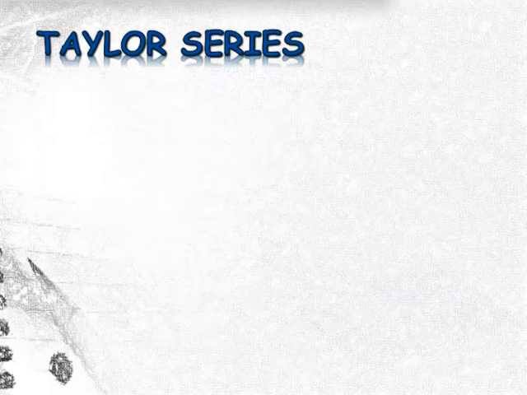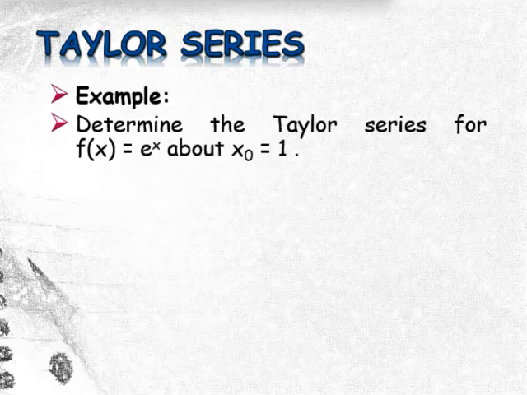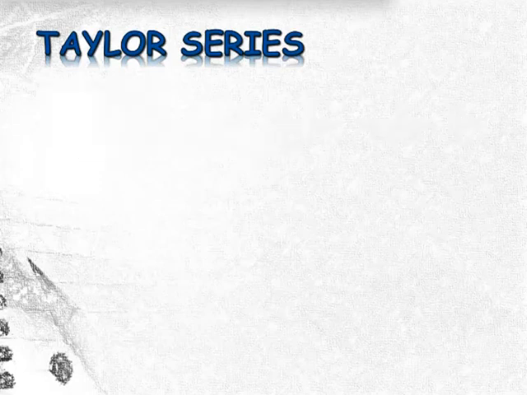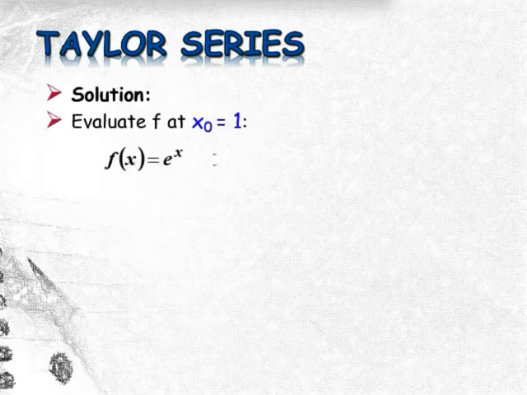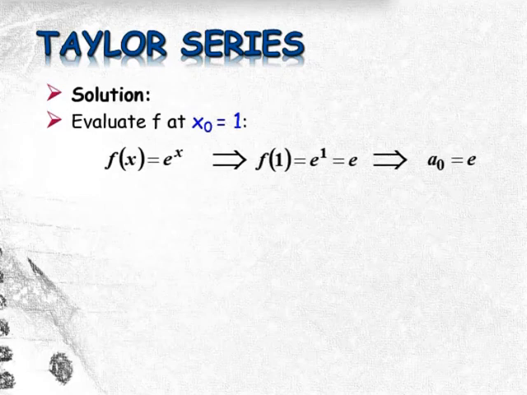Now, what if the center is x sub 0 equals 1? That is, determine the Taylor series for f of x equals e raised to x about x sub 0 equals 1. So evaluate the function and the derivative at x sub 0 equals 1. We know that we will have the same derivatives as the previous example, but the coefficient is now of the form e over n factorial. So f of x equals e to the x implies that f of 1 is equivalent to e to the 1, which is equivalent to e. So your a sub 0 is equivalent to e over 0 factorial, or simply e.